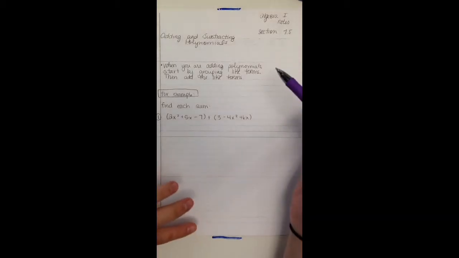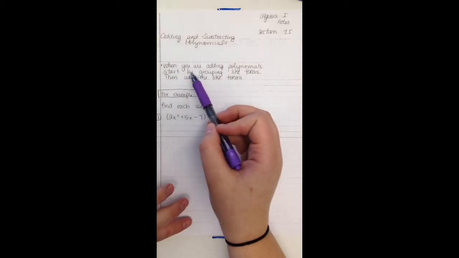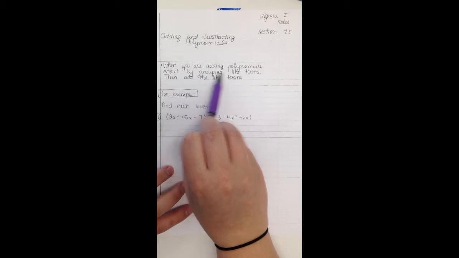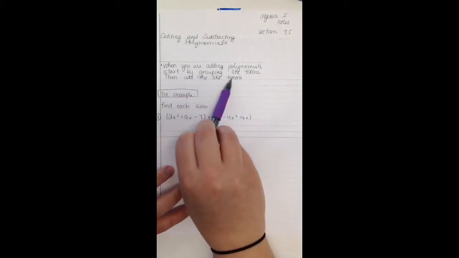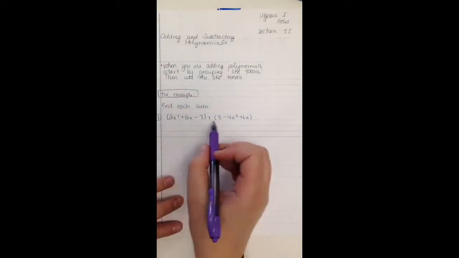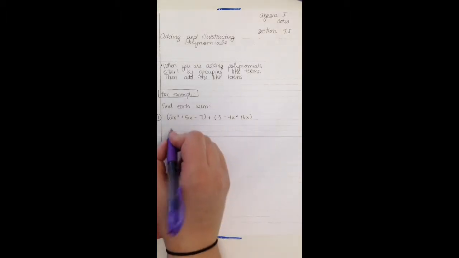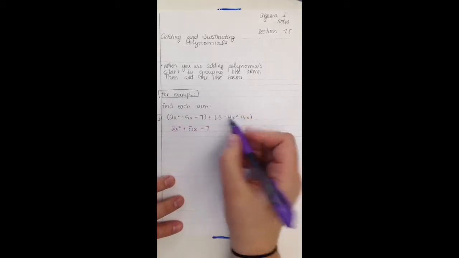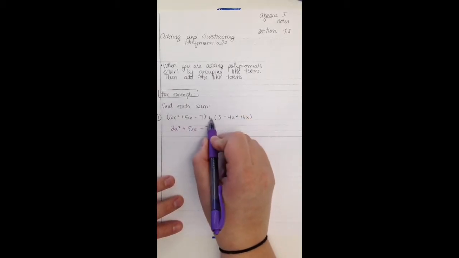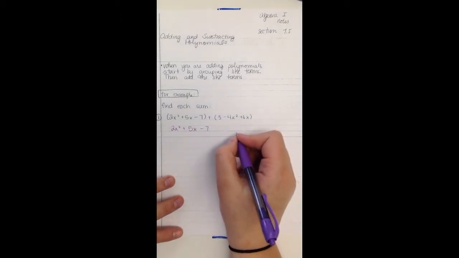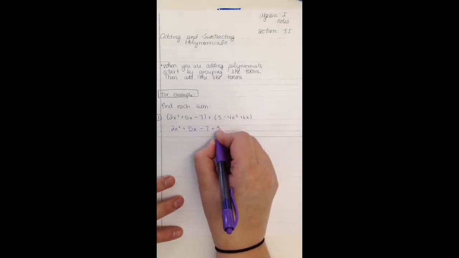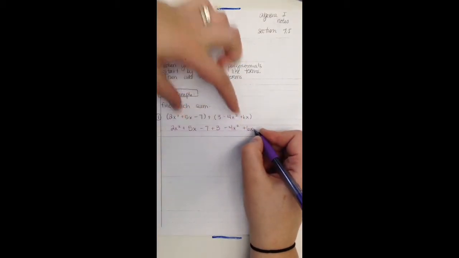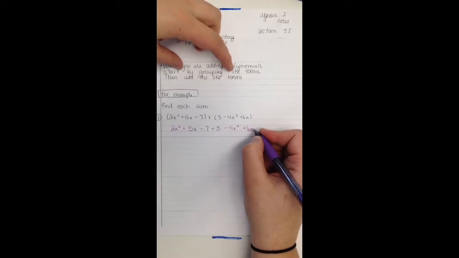Okay, no new vocabulary for today, so the first thing we need to notice is that it says, when you are adding polynomials, start by grouping like terms, then add the like terms. So take a look. I'm going to rewrite this without the parentheses. So I have 2x squared plus 5x minus 7. Then I have plus. Now because I'm adding, none of the signs change, so I just rewrite it as plus 3 minus 4x squared plus 6x. So that's the first step, and then I start grouping like terms.